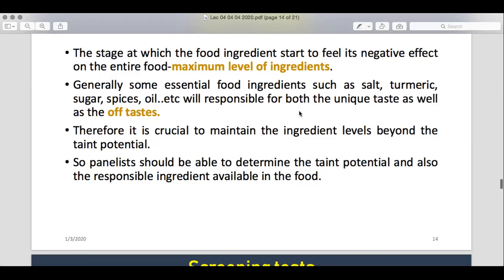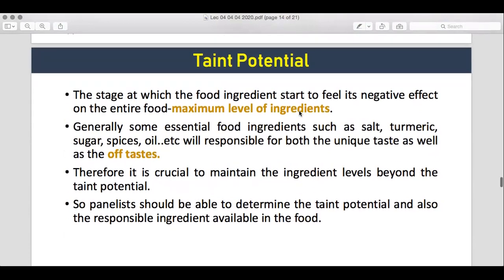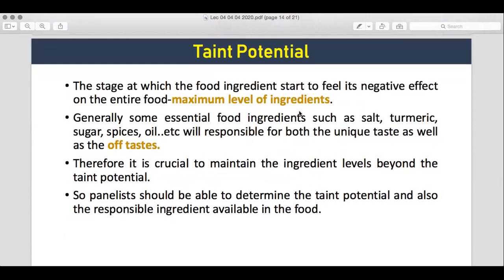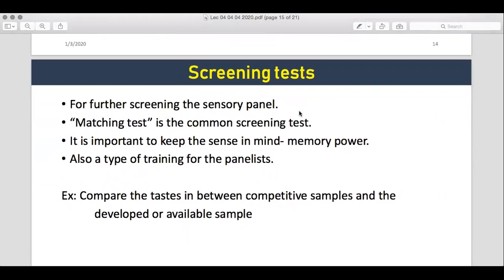Right? Then what we are doing is basically we use salt or sugar or any spice, we prepare a series of solutions as we have discussed with higher concentrations, and ask the panelists to sense these samples and determine at which stage you can observe its negative effect. Right? That negative effect is what we look at. As you know, when a fragrance becomes too strong, it smells bad. So that is also taint potential. We use spices for value addition and for adding flavor, and when we use a higher amount, it is difficult to bear. Right? So taint potential is important, and screening test methods are also there.